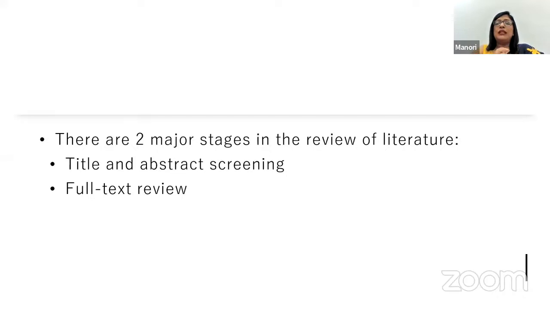When you do the literature review, there are two major stages. Usually you just screen the title and abstract, and if the title and abstract are good and you feel they are suitable for you, only then can you go for the full text. That is also for your information. When I show you the sources, you will get multiple documents, but you need to identify the ones that are very related to you. That is very important.